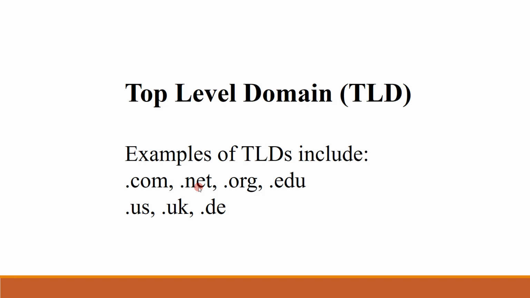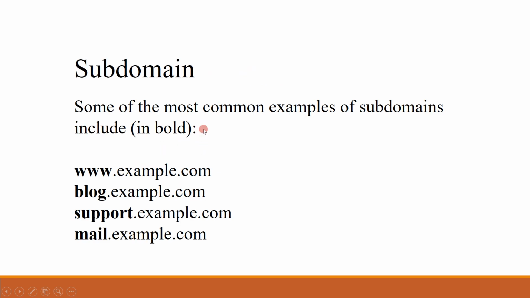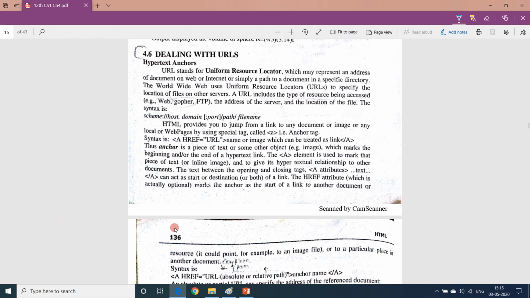So the host name is divided into three parts. First is the top level domain, second is the domain name. In Google.com, .com is the top level domain, Google is the domain name. Okay, Facebook.com, Google.com, Amazon.com, Apple.com. Next is the subdomain. Subdomain is www, blog, support, mail. So altogether it forms the host name. So I hope you are clear with this. Scheme, host.domain, I hope you are clear with this.